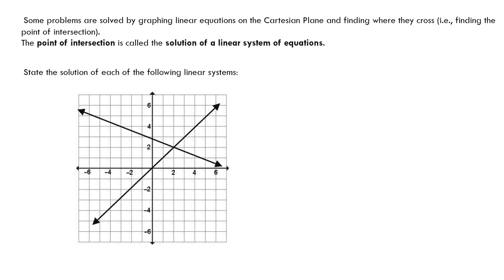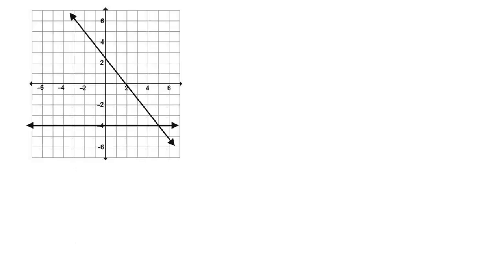The solution to these two lines, or as they are referred to here, linear systems of equations, is (2, 2). It's simply the point at which they cross. Here in this example, the graphs of the two lines intersect at a particular point, in this case (5, -4). We would say the solution to these two equations is (5, -4).